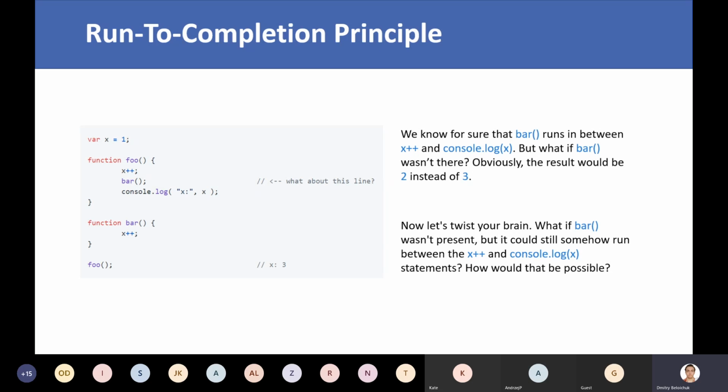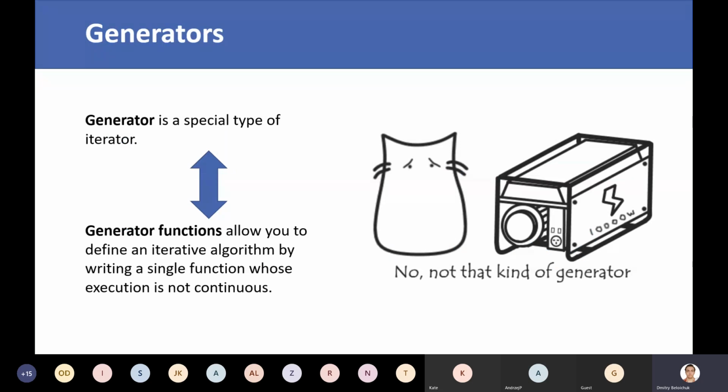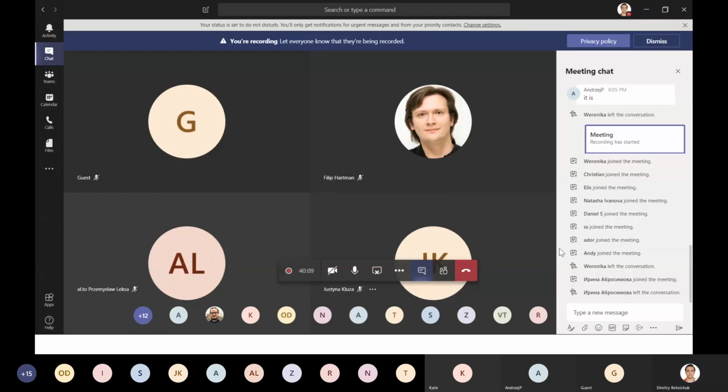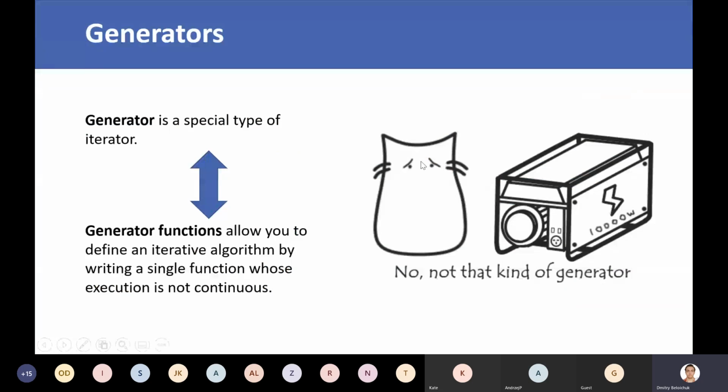But what would be the way for us to somehow interrupt or get between the console log and x plus plus without executing the bar function and breaking this run to completion principle? This is where we come across the generator principle, or generator concept, inside the JavaScript community. So there are no questions so far. That's okay.